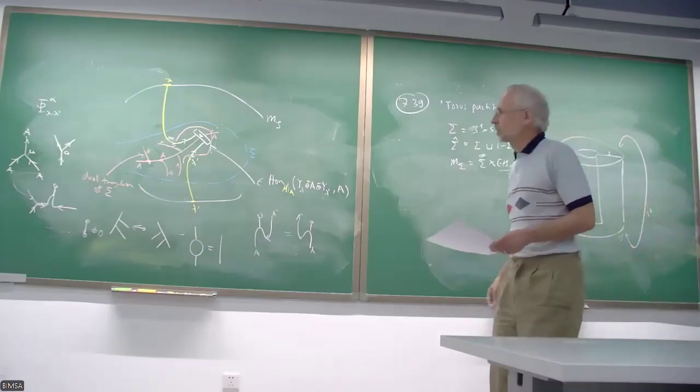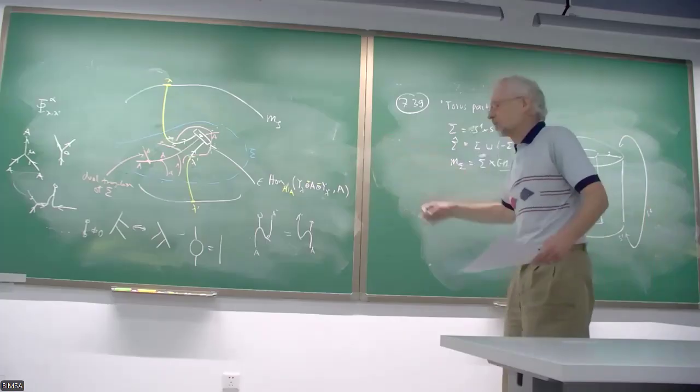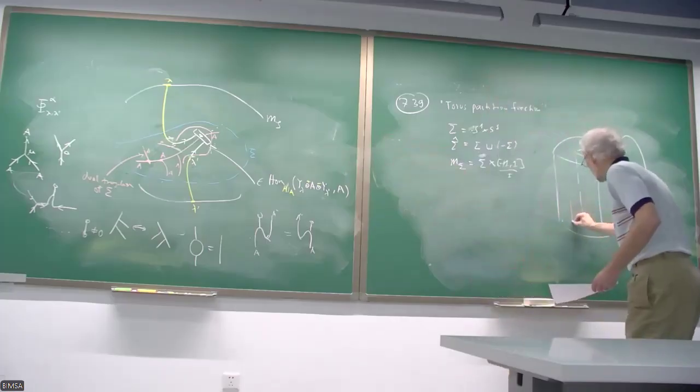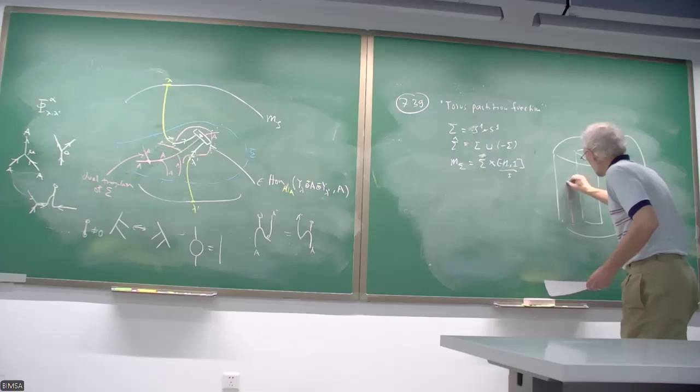Now I have to choose a dual triangulation. Because of the properties of A, it doesn't matter which one. I take the simplest one. This amounts to the following. One way to describe it is as follows.